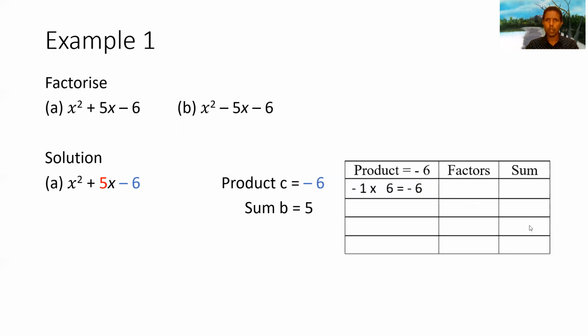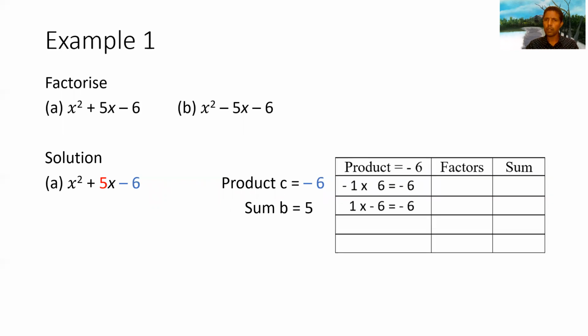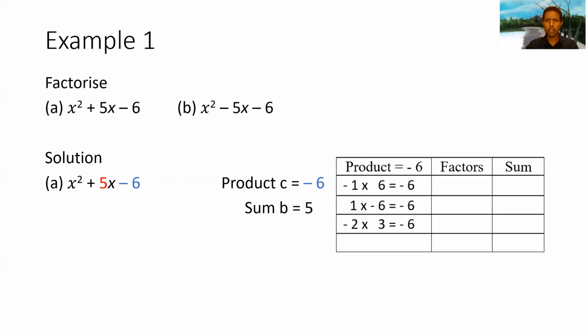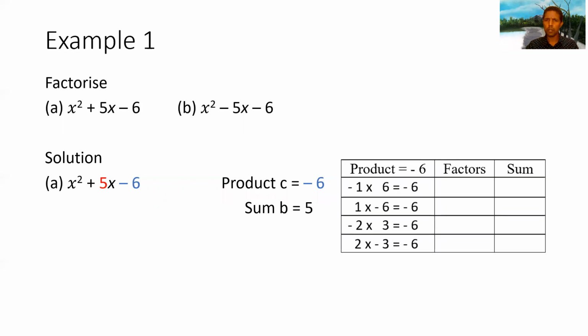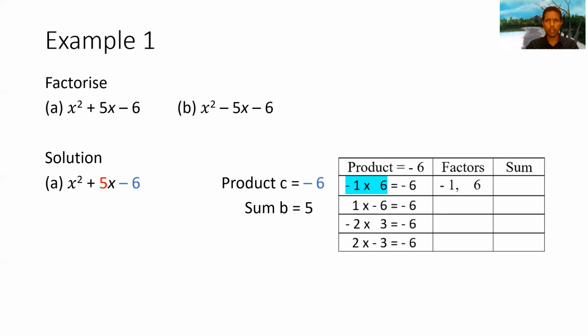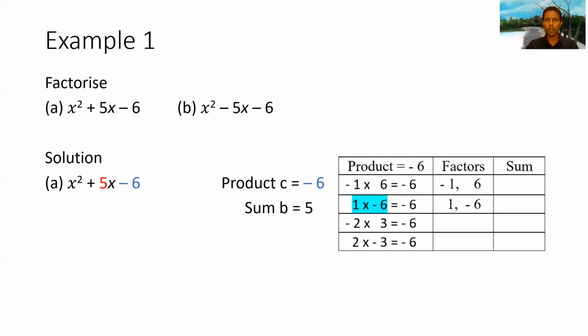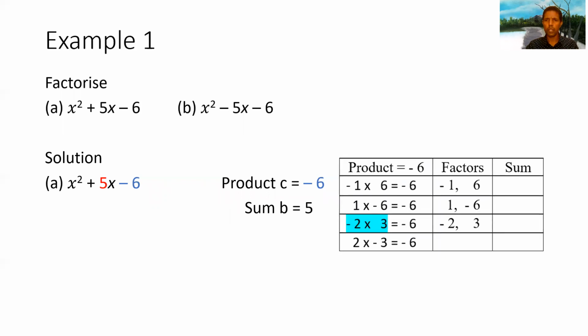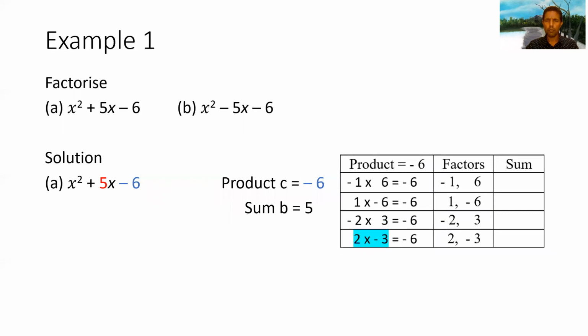We know that negative 1 times 6 is equal to negative 6. 1 times negative 6 is equal to negative 6. Negative 2 times 3 equals negative 6. And 2 times negative 3 is equal to negative 6. So the factors of negative 6 are negative 1, 6; 1, negative 6; negative 2, 3; 2, negative 3.